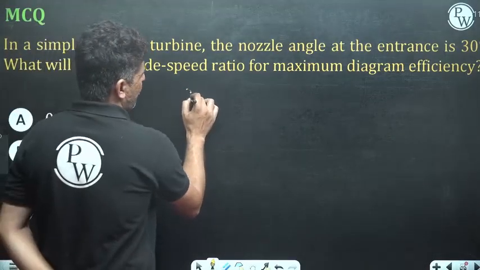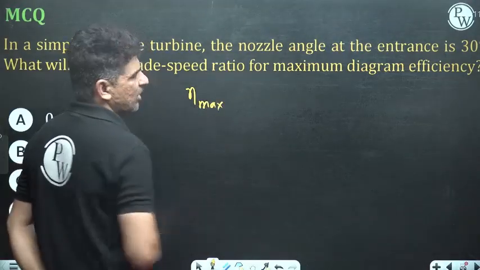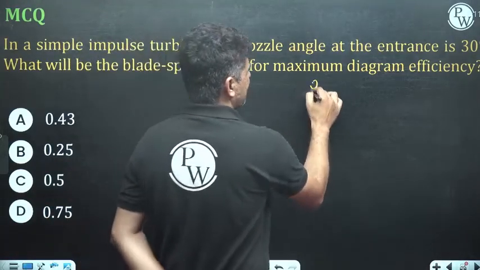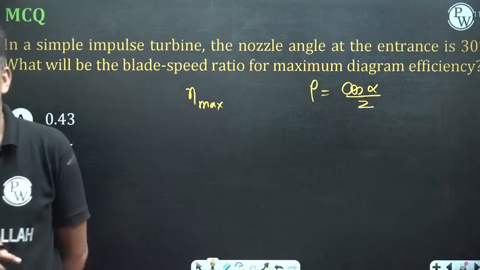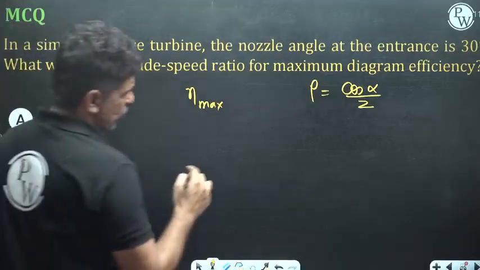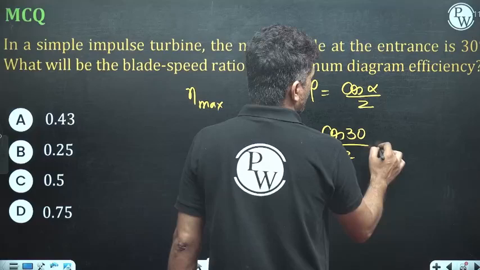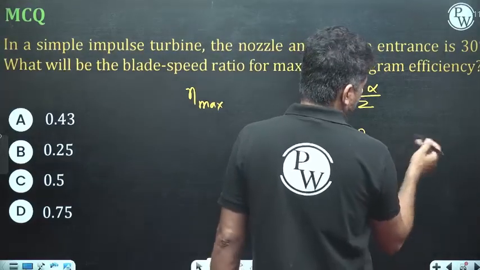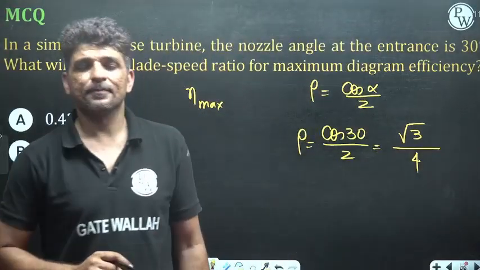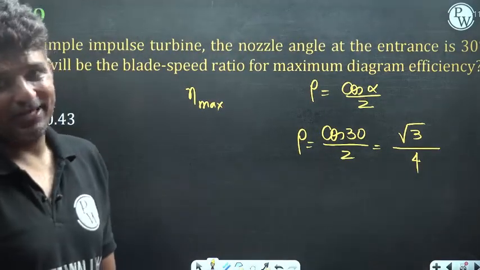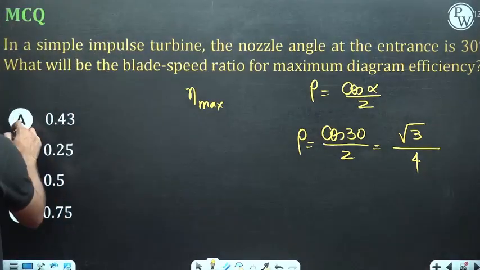So we see that for maximum diagram efficiency, for this condition we have calculated that rho is equal to cos alpha divided by 2. Okay, that is what we have calculated. So rho is equal to cos alpha divided by 2, that means cos of 30 divided by 2. Cos of 30 is root 3 by 2, so root 3 divided by 4, that is 1.732 divided by 4. So that value will come out to be, I think, 0.43.